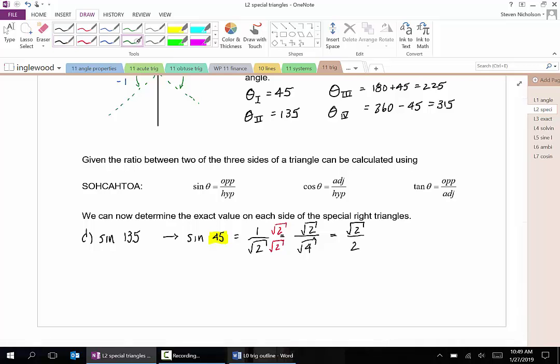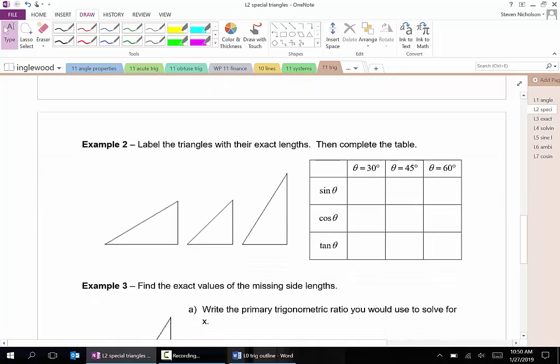So this is called rationalizing the denominator. And we're going to do that later on in the year. But here's just something right now. I would be okay if you left it as 1 over root 2. But by convention, we want to get rid of the radicals in the denominator. And you simply multiply it by itself, and they go away.